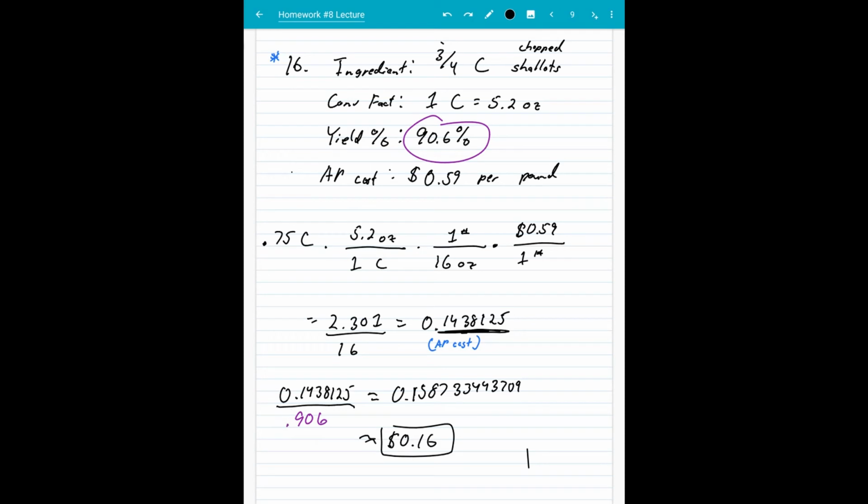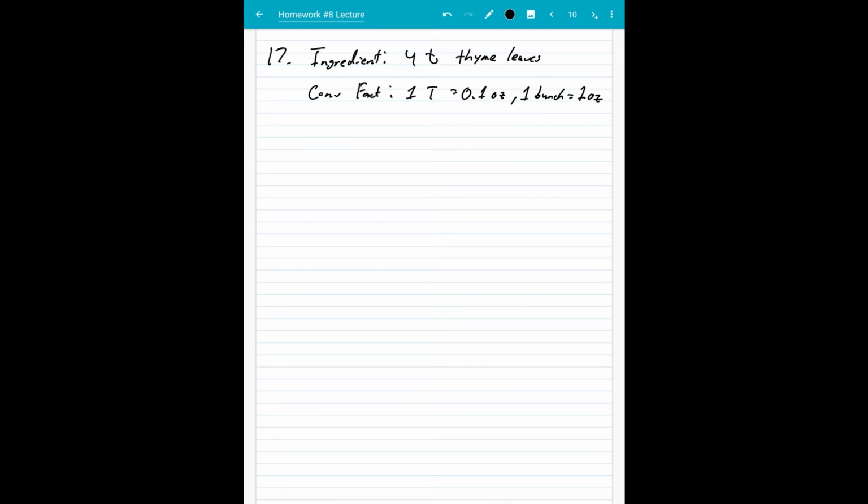So let's try the shortcut method, or I call it the shortcut method, with another problem. Let's do number 17. It says find the cost of the ingredient. So the ingredient is 4 teaspoons of fresh thyme leaves. We'll say thyme leaves. Erase this little streak right here. Let's see, the conversion factor is going to be 1 tablespoon is equal to 0.1 ounces, and 1 bunch is equal to 1 ounce. So there's 2. A yield percentage is 65%.